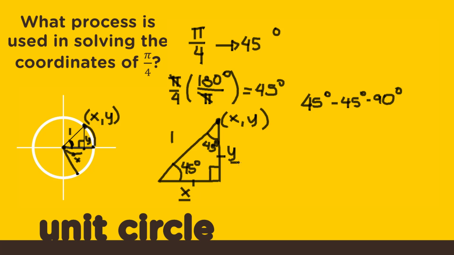Of course, what we know right now is that x is equal to y. Why? Look at this: 45 degrees, 45 degrees. Their opposite sides will have the same measurement. And again, as mentioned earlier, this is an isosceles right triangle, meaning the legs are equal. So if we can just simply solve one or even both of them, you can solve for both values of x and y. Hence, the point will be finished.